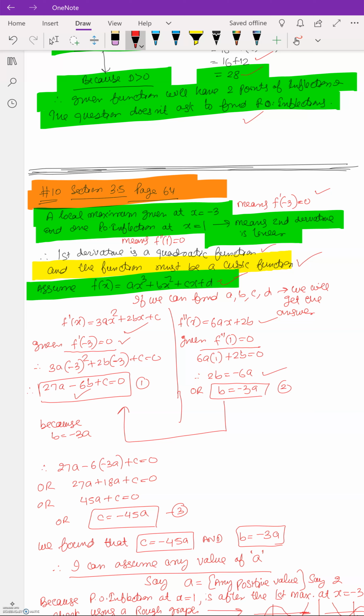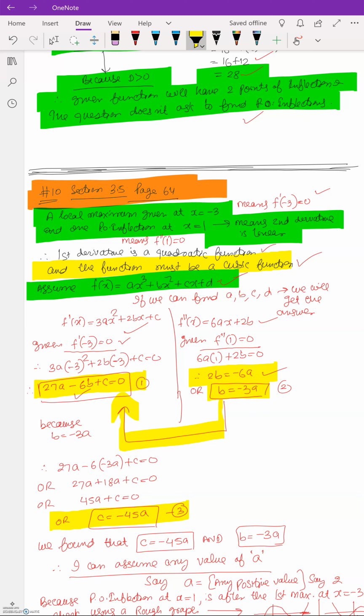And then if I substitute x equal to -3 and x equal to 1 here, I get two equations: 27a minus 6b plus c equal to 0, and the second equation, 2b equal to -6a. That means b has to be -3a. Now because b is -3a, I substituted this value, b equal to -3a, into this equation, and I got another equation at the end, which is c equal to -45a.